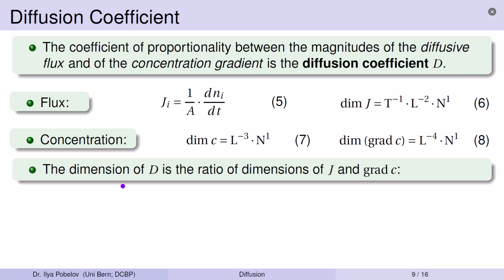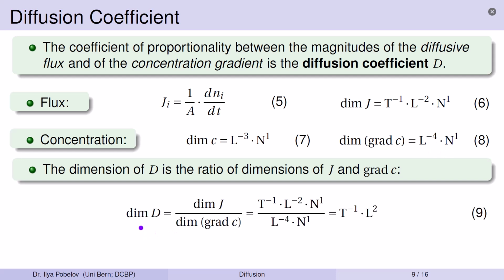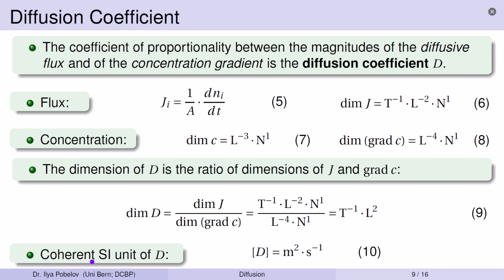The dimension of D is the ratio of dimensions of flux and of concentration gradient. By inserting the respective expressions, we deduce that the dimension of the diffusion coefficient is time to the power of -1 multiplied by length to the power of 2. The respective coherent SI unit of the diffusion coefficient D is square meter per second.